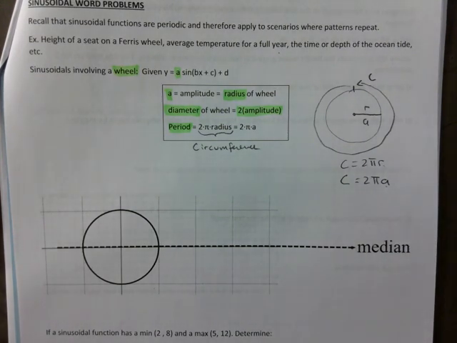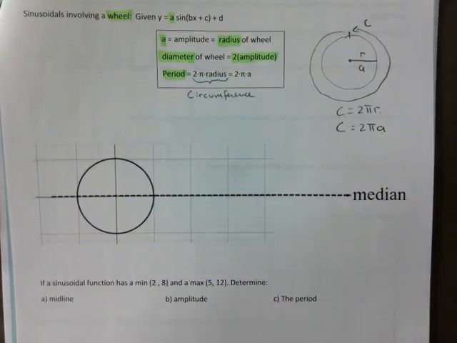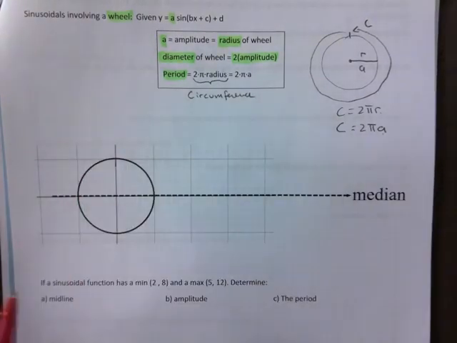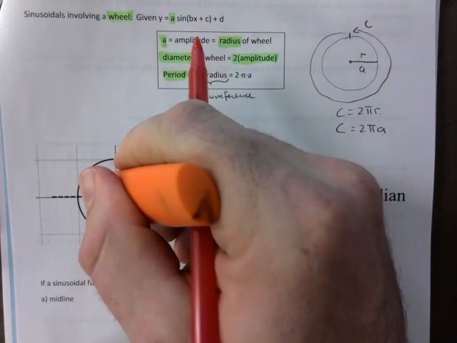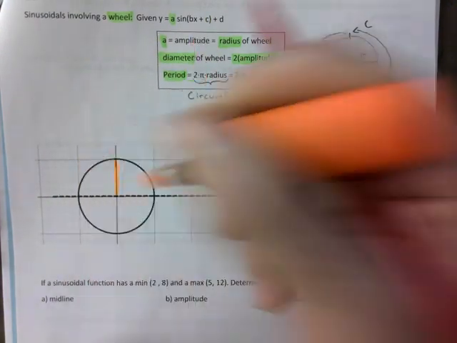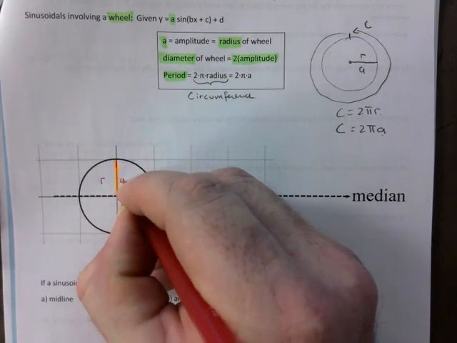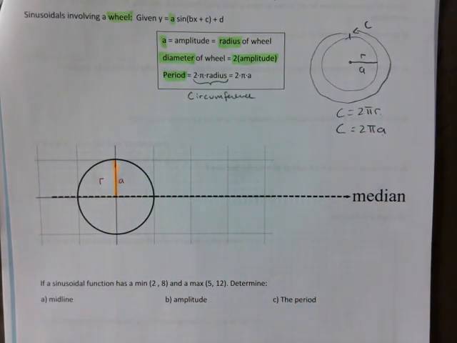So if you think of the graph that I have here, I'm trying to give you a visual here, okay? So obviously this here is the radius. I'm going to highlight that first. If this is your tire, right, that would be the radius or amplitude. Same thing. That would be radius and amplitude.